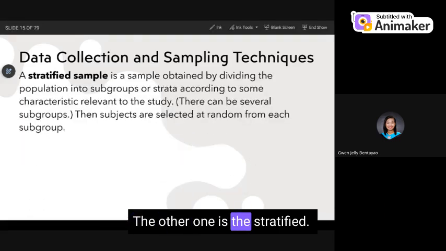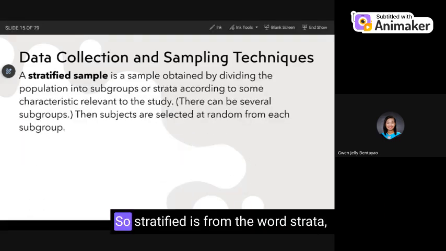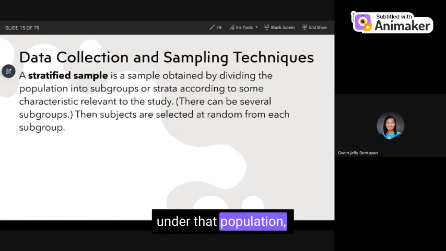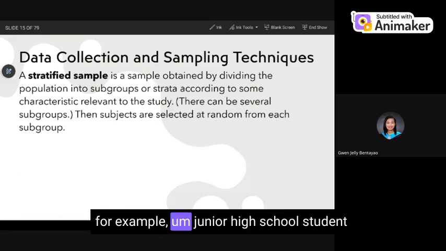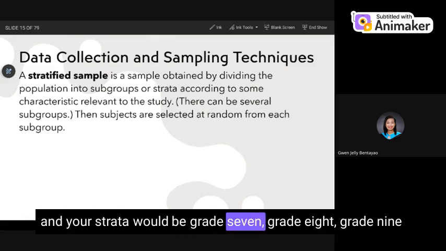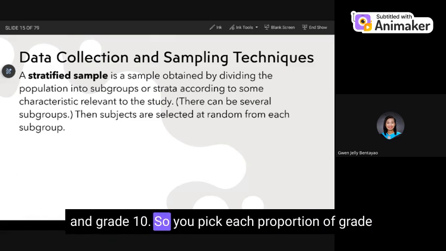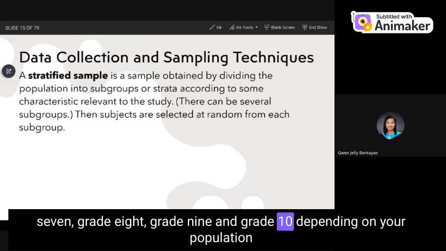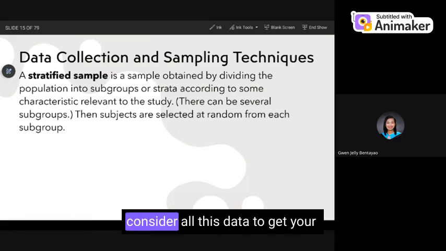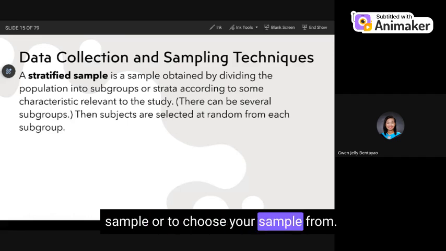The other one is we call it stratified. So stratified is from the word strata. You have a population and you make a group under that population. For example, junior high school students, and your strata would be grade 7, grade 8, grade 9, and grade 10. So you pick each proportion of grade 7, grade 8, grade 9, and grade 10, depending on their population as well in each subgroup. That is stratified. You consider all the strata to get your sample or to choose your sample from.